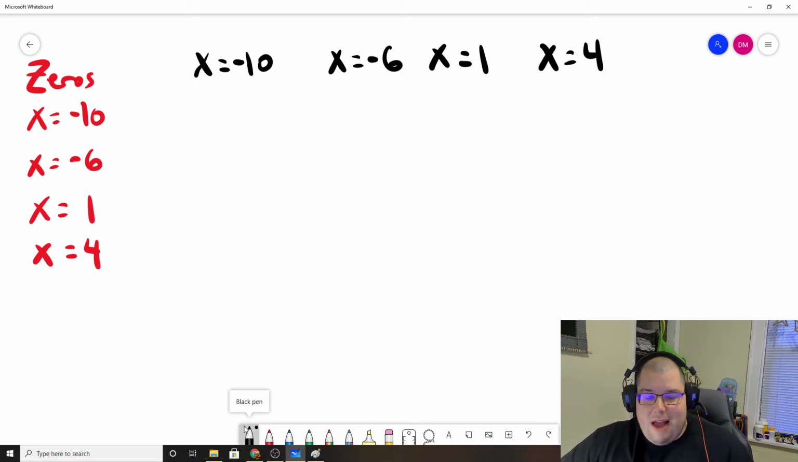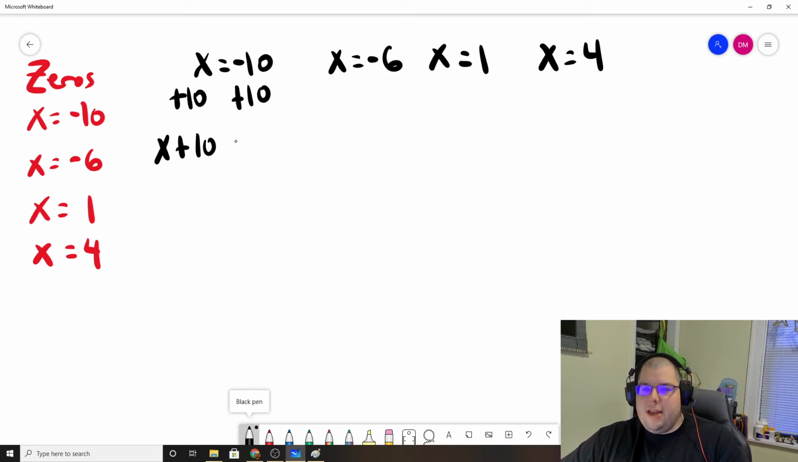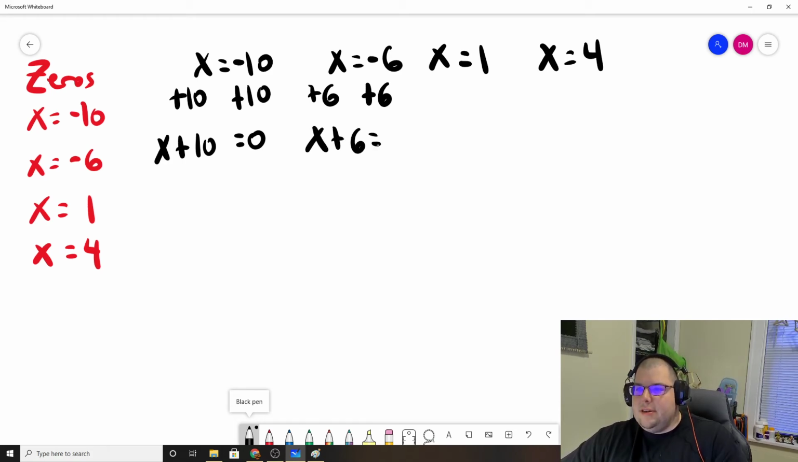So I'm going to do the opposite of that number to make the right side 0. What's the opposite of -10? +10. So I'm going to add 10 to both sides, and this gives me x plus 10 equals 0. The opposite of -6 is +6. So I'm going to add 6 to both sides, and now this gives me x plus 6 equals 0.